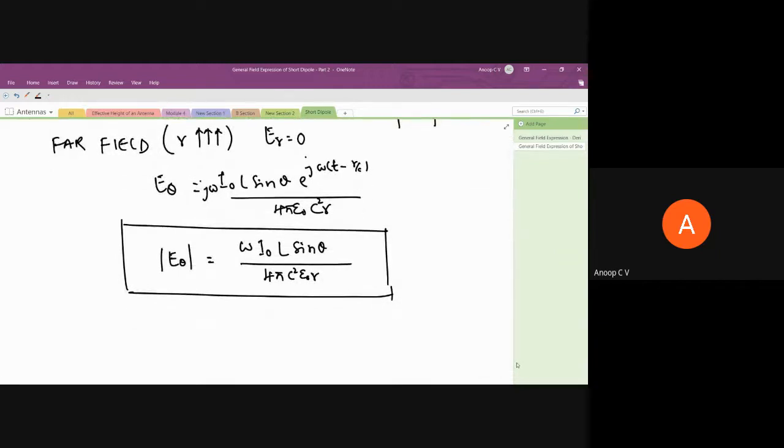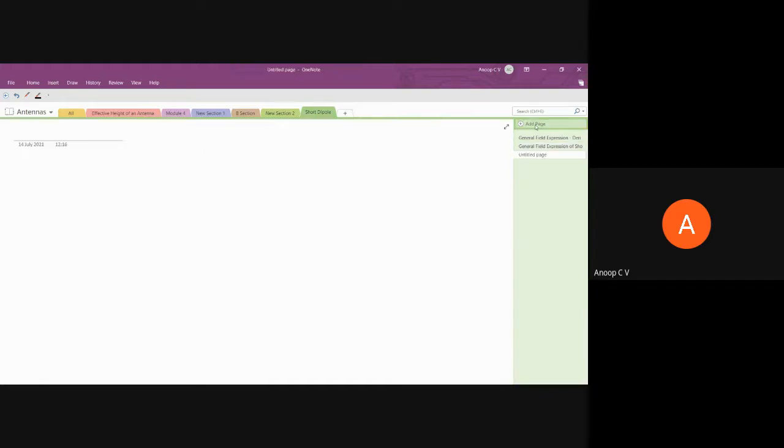Now we have to find the magnetic field expression. To find the magnetic field, I'll write here the general expression for magnetic field.